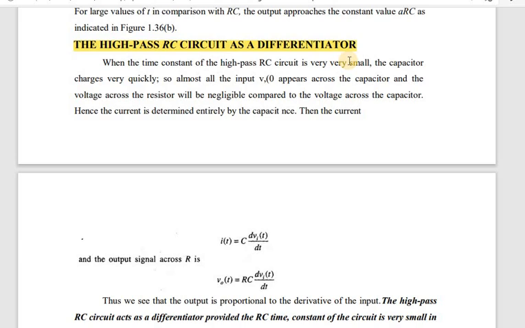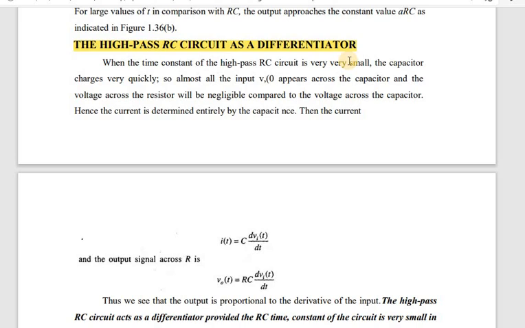I'm comparing both so that you can remember. If the time constant RC is very large in comparison with the time required for the input signal to make appreciable changes, RC much greater than T, then the circuit is called an integrator. If the time constant RC is very much less than T, then that circuit is called a differentiator.